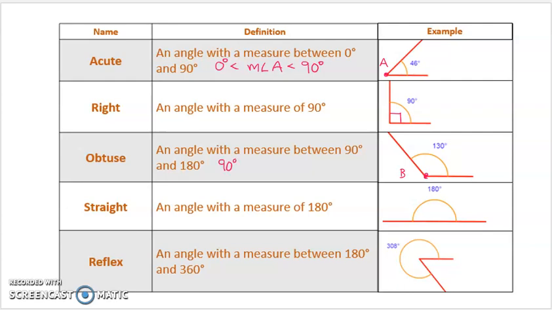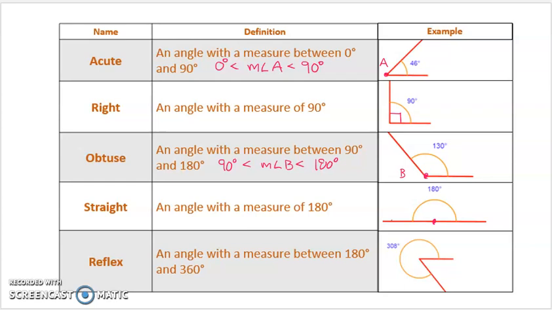90 degrees is less than the measure of angle B, which is less than 180 degrees. An angle with a measure of 180 degrees is called a straight angle. We really haven't talked about straight angles much yet. A straight angle is an angle in which the two rays that form the angle are called opposite rays.